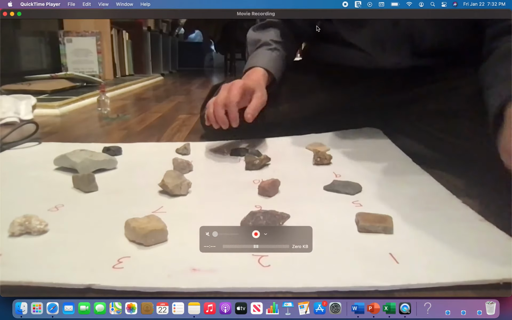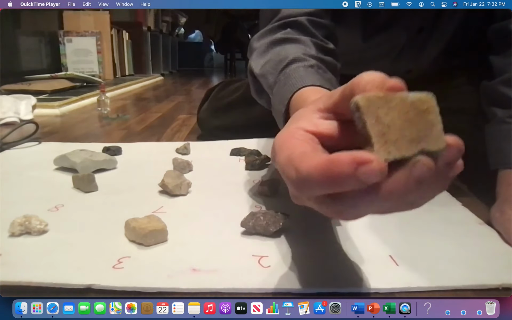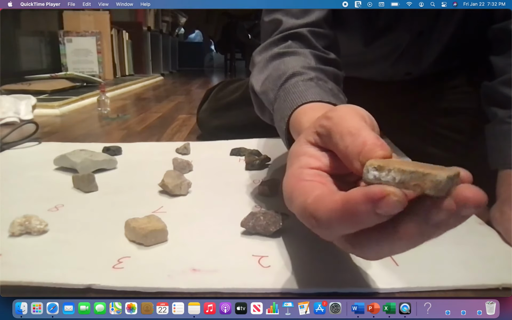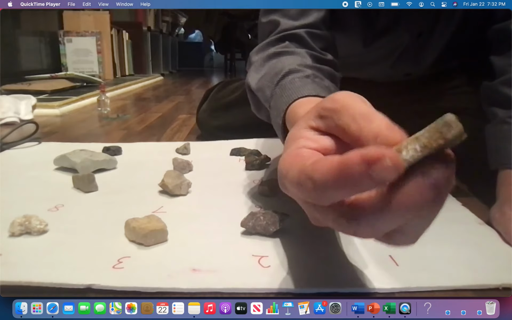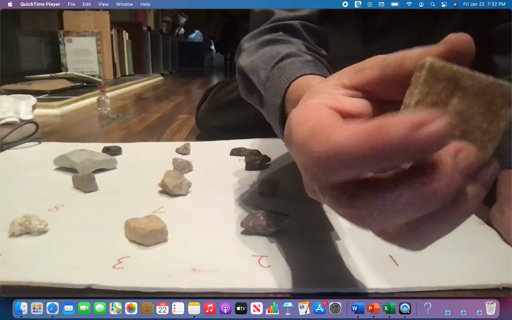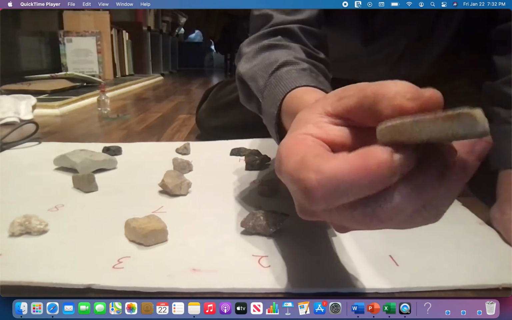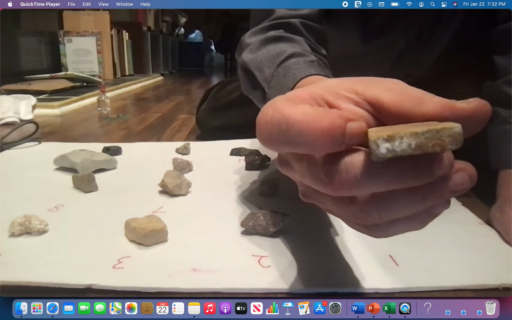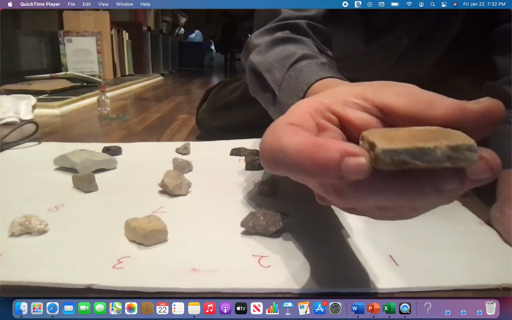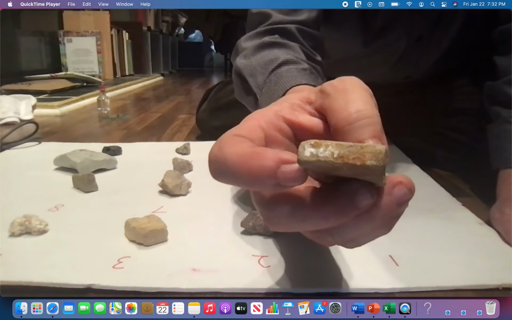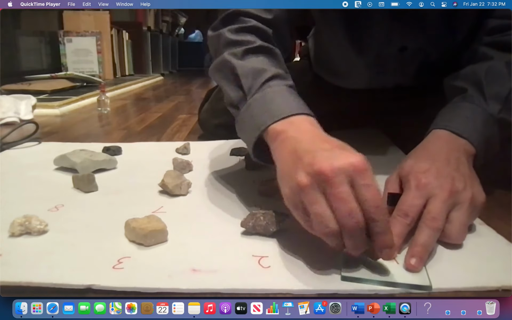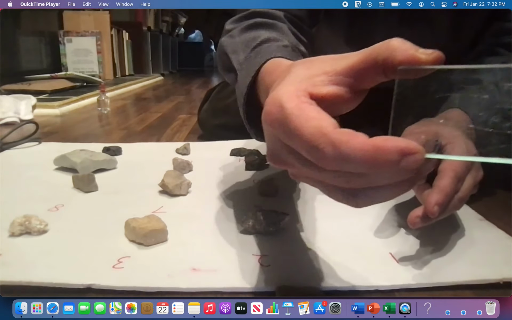Let's take a look here. Sample number 1 is your first sedimentary rock. Look at the size of the particles in this rock. Ignore the brown color. Look at the size of the particles in that rock. This rock does scratch glass. It scratched the glass.